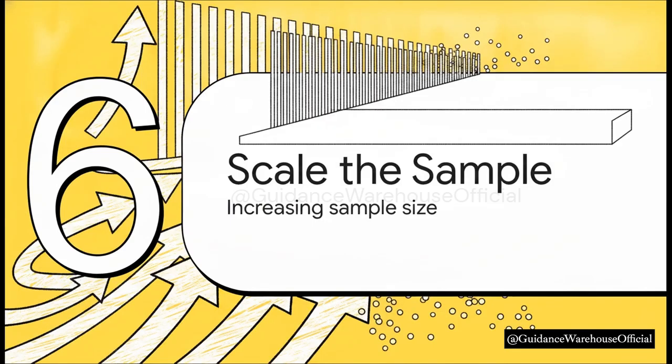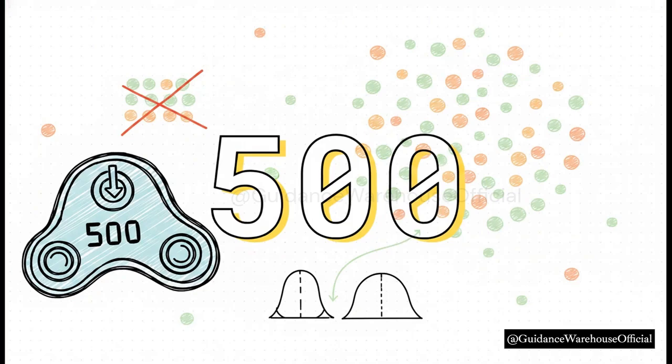Section 6, scale the sample, increasing the sample size. Before we wrap this up, let's summarize our key takeaways by scaling up our experiment to really see the big picture. Think back to our original 50 random numbers. What if we changed the parameters? What if instead of just 50, we generated 500 random values from our digital spinner?